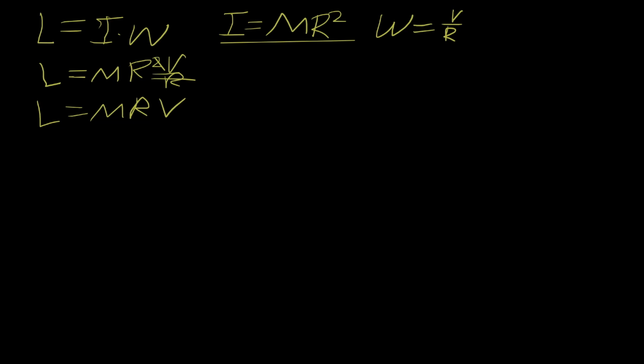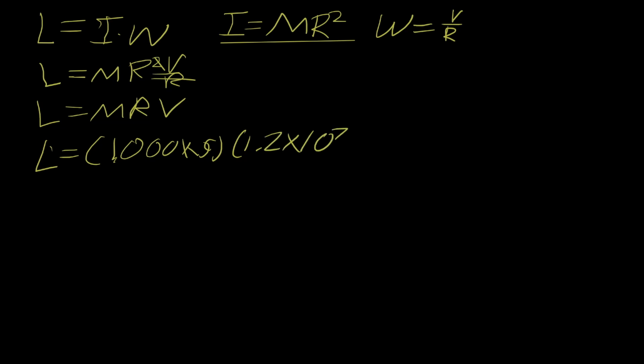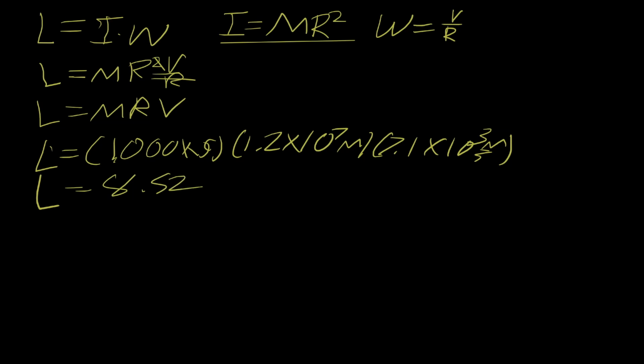Now let's plug in the variables now that we have our equation. The mass of the satellite is 1,000 kilograms times the radius between them, which is 1.2 times 10 to the 7th power meters, times our velocity, which is 7.1 times 10 to the 3rd meters per second. Feel free to plug this in, because the answer is going to be 8.52 times 10 to the 13 kilogram meters squared per second. So this is the angular momentum.